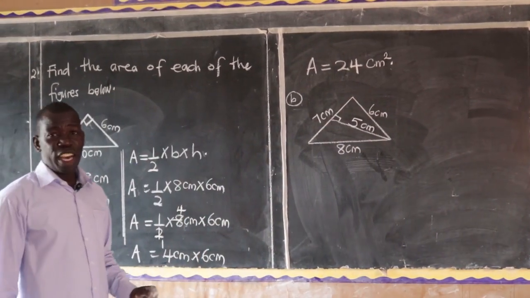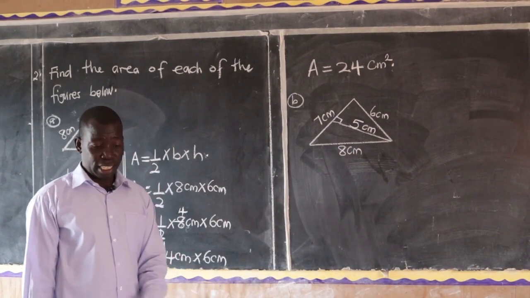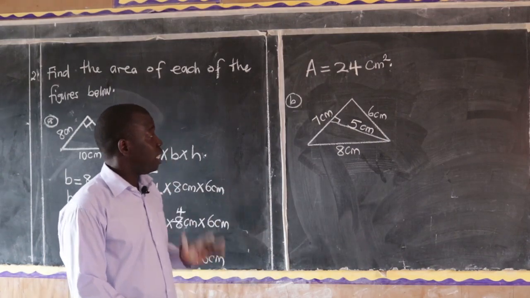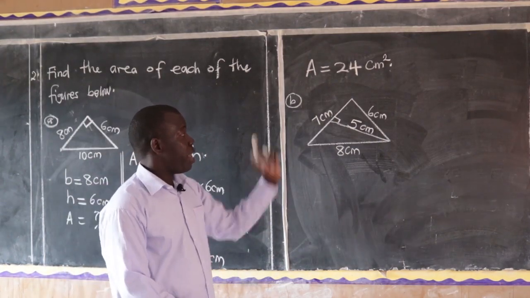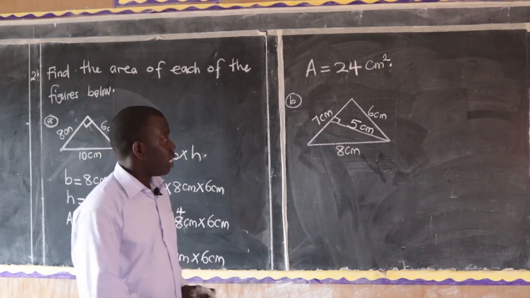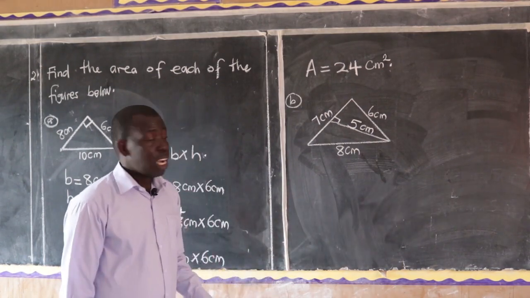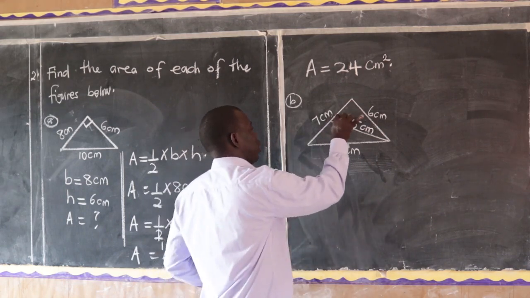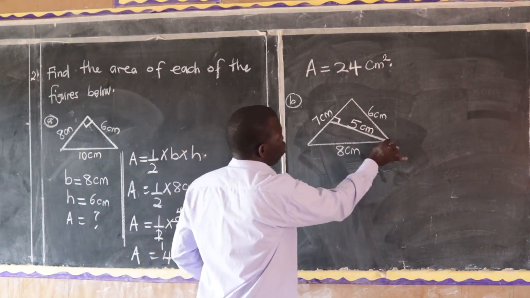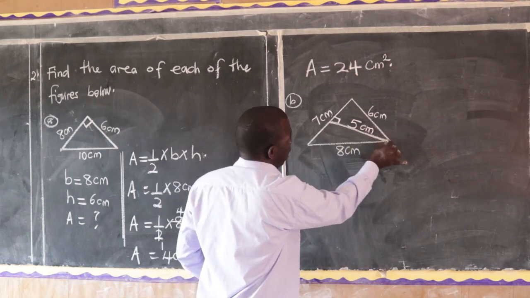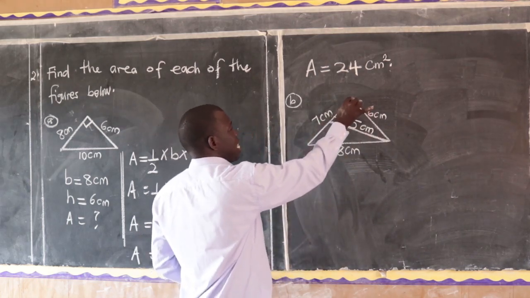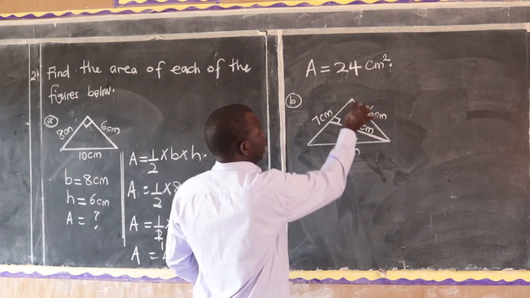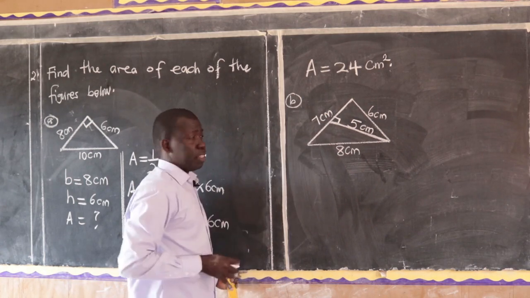So when you are given such a triangle, a child who is not serious will just substitute anyhow. So please, dear children, I said the base and the height of a triangle meet at a right angle. So here, where is the right angle? Is it somewhere here? Not there. I can see this as a right angle. So definitely this is our base and this one is the height.